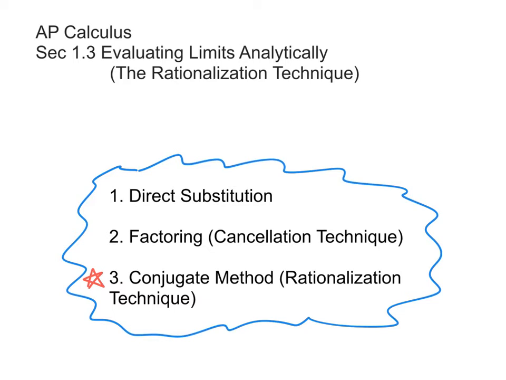So another technique that we looked at was using factoring, officially called the cancellation technique. You would factor it and hope that one of the factors would cancel out, and you'd be able to do direct substitution to finish it. That's not always going to work either, especially if you don't have anything to factor. There is one last technique that we can do called the conjugate method, or the rationalization technique, and that's the one we'll focus on right now.